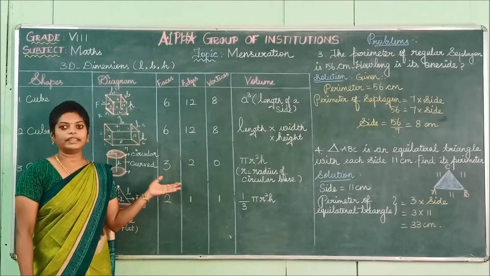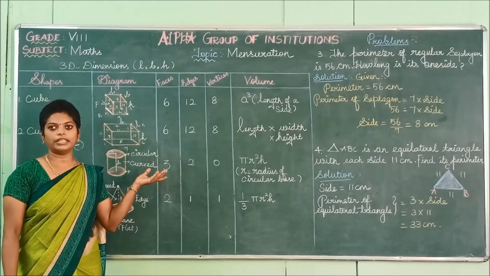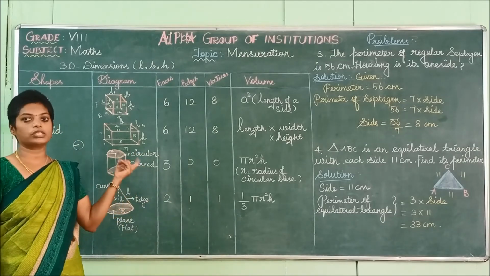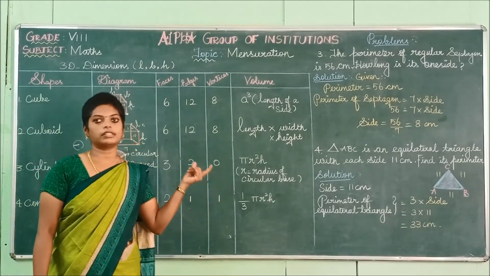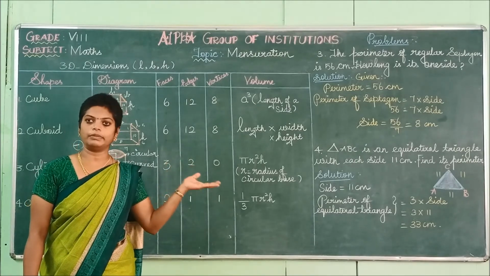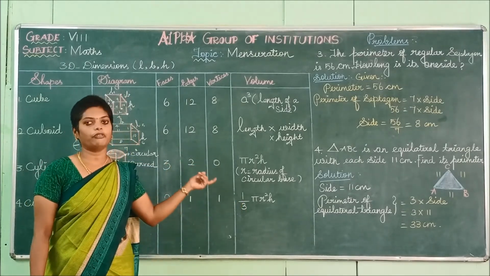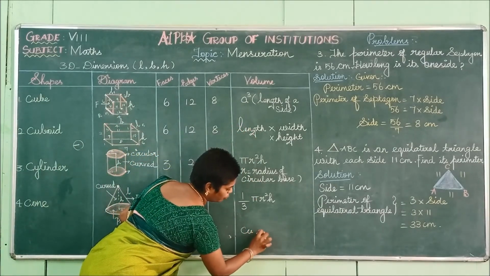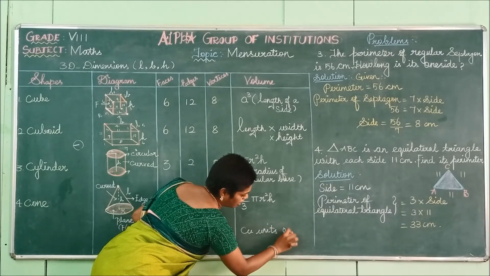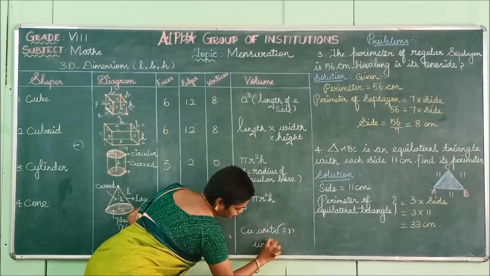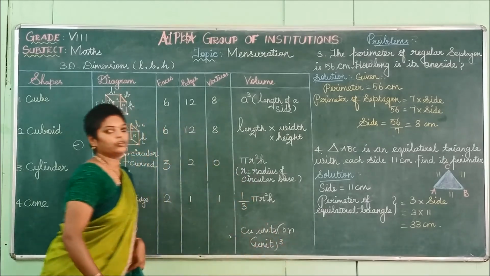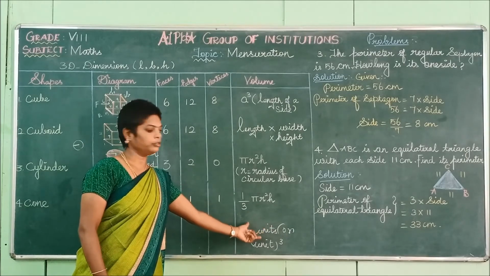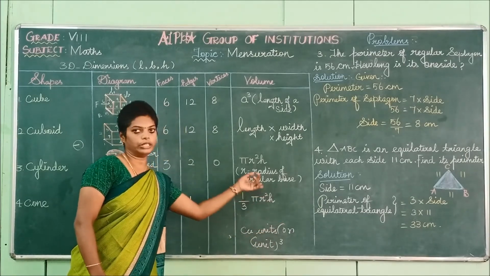For perimeter we use units such as centimeter, meter, millimeter. But for area we use square units, that means centimeter square, millimeter square, meter square. But for volume we use cubic units, either cubic units or units cube. For area we use square unit or unit square. Likewise, for volume it is cubic unit or unit cube.